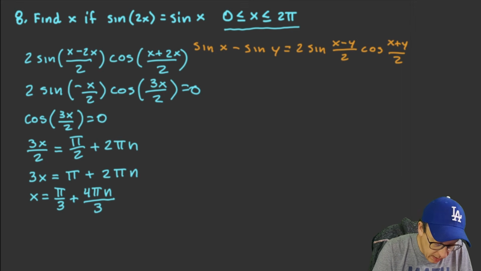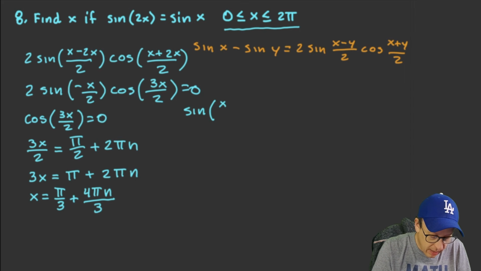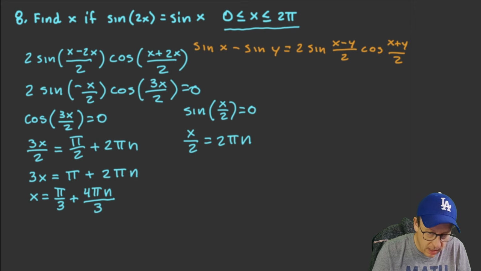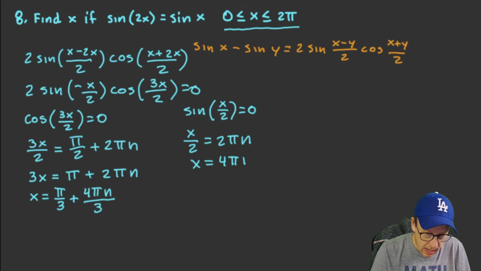And then I'm going to do exactly the same thing for the sine part. So I'm going to have sine of x over 2 is going to be equal to 0. This one's a lot easier. x divided by 2 is equal to 2 pi n. You'll see what the n is in a minute. And then I just multiply both sides by 2. And that tells me that x is going to be equal to 4 pi n.